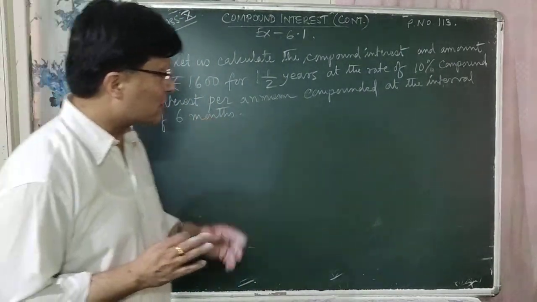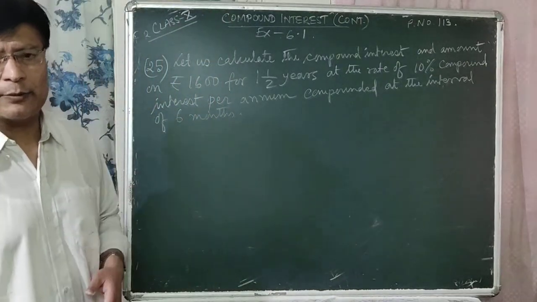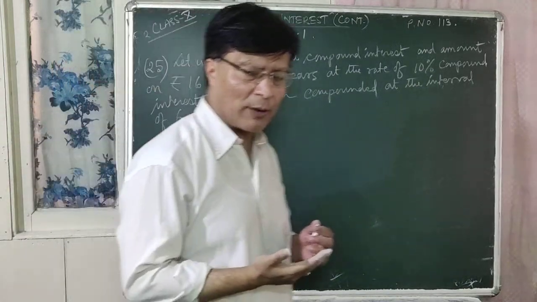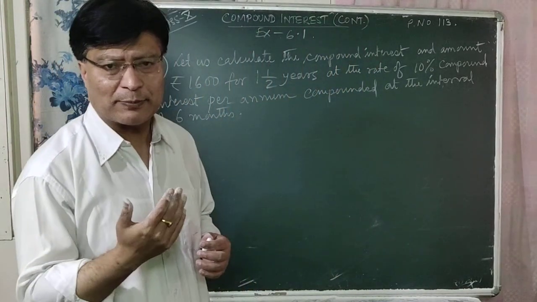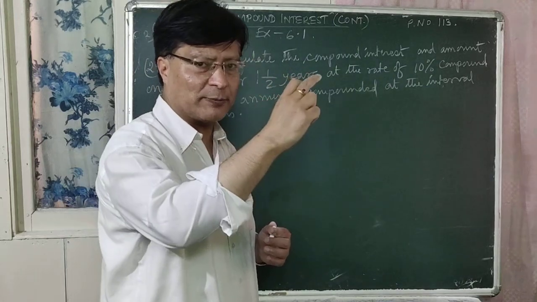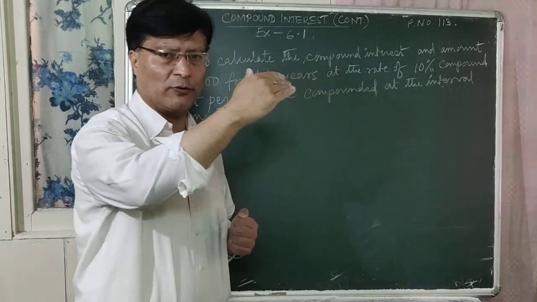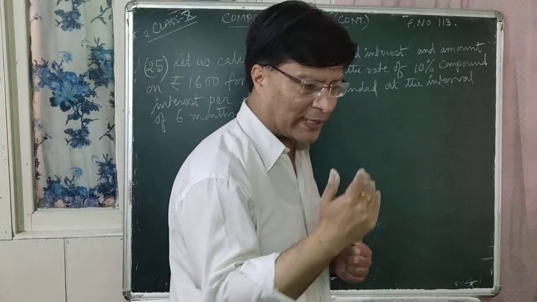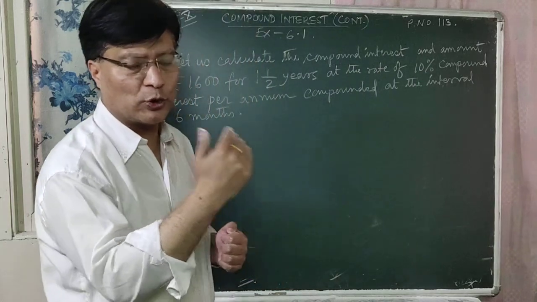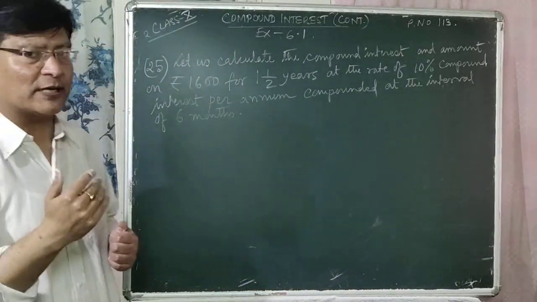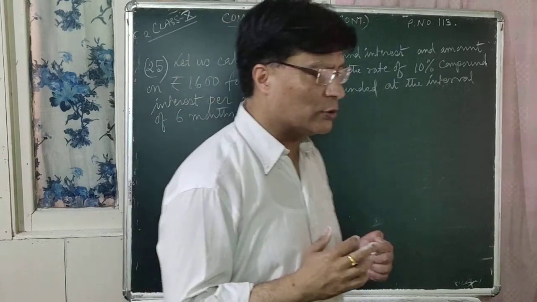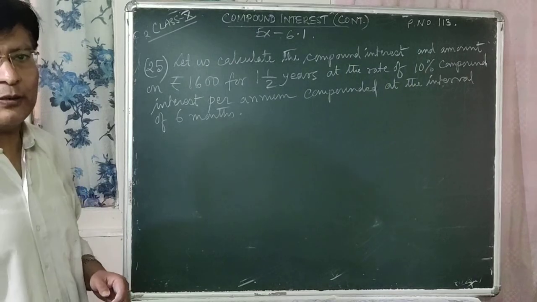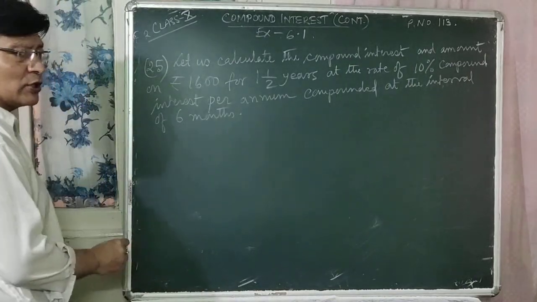So first of all, you have to understand this question. What do you mean by compounded at the interval of 6 months? So for the whole year, the interest is compounded at the interval of 6 months. That means first 6 months, that is from January to June, it is the first phase. Then after that another 6 months, that is from July to December, that is the second phase. So how many phases are there? There are 2 phases. So you have to use the formula for these 2 phases, for both amount as well as compound interest, right? So let us do the solution now.